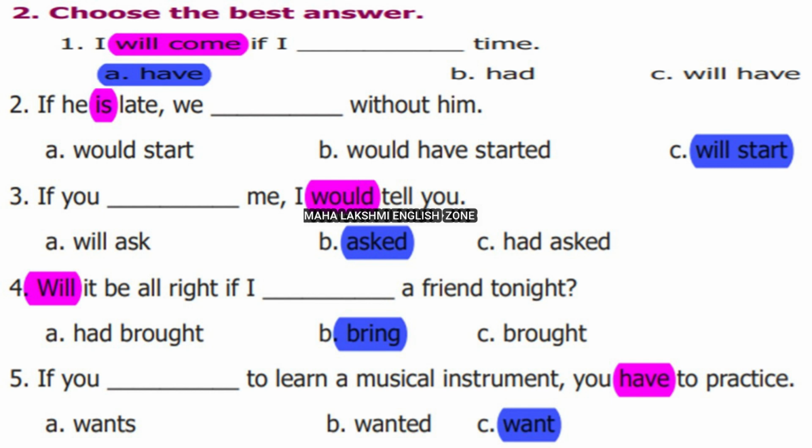Here had, brought is not present tense. Brought is also not present tense. So bring is the present form. So the answer is that. If you want to learn a musical instrument, you have to. Here have is the present form.